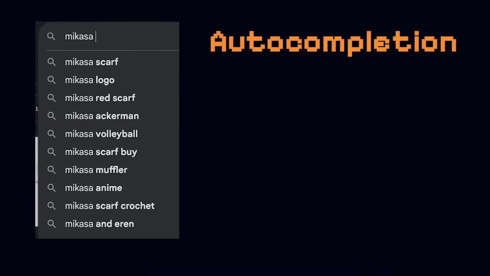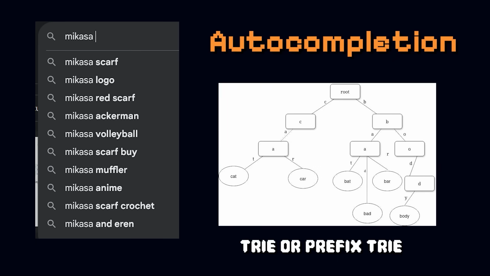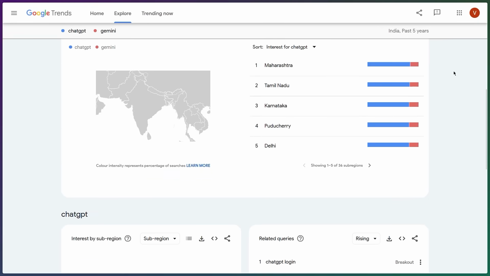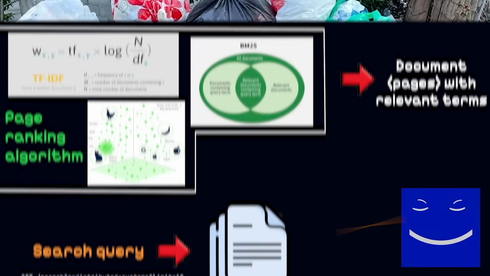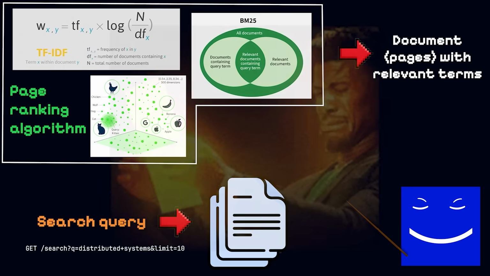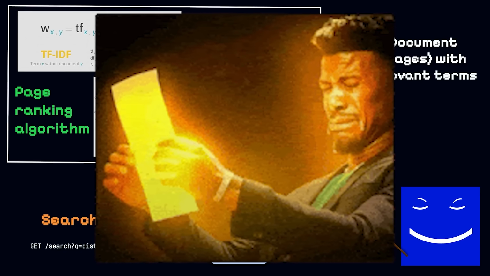My favorite features are auto-completion, which will use a prefix tree, and search engine analytics like the most searched queries and CTR. Even if you have only made CRUD apps so far, this project is doable in less than a month, and it will leave a mark on whoever reads your resume.